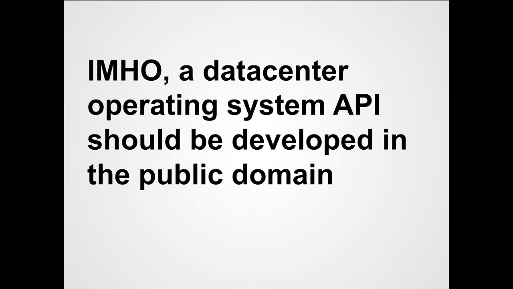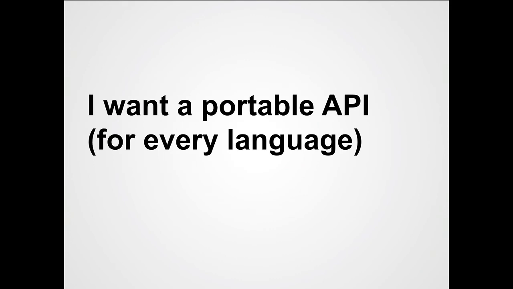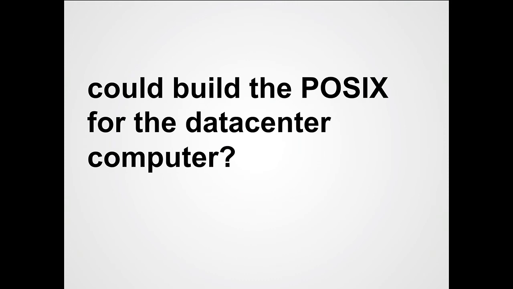I think it's rad. OK, so a quick digression, and then I'll finish up and take some questions. In my opinion, if we were to actually achieve a future like this, where we had something like an operating system API for a data center, it should really be developed in the public domain. The last thing that I really want is for my applications to be tied to anybody else's API. I would prefer to see my applications built on an interface and have lots of businesses implement those interfaces. I would prefer to see a portable API for all languages and give myself the freedom to pick where I want to buy or lease my actual resources to run my applications. It also enables applications to more easily move between different organizations. And I think the question here is, could you imagine building something like POSIX for a data center computer? Most of you are probably thinking, POSIX sucks. So you're right, we wouldn't want to build POSIX, but we'd want to build some kind of nice standard interface to share. Okay, I digress.